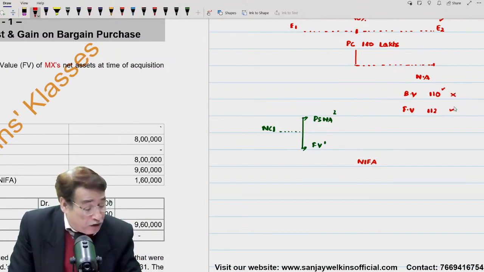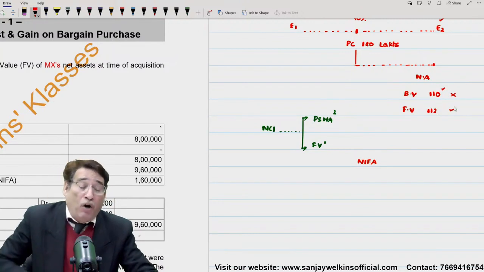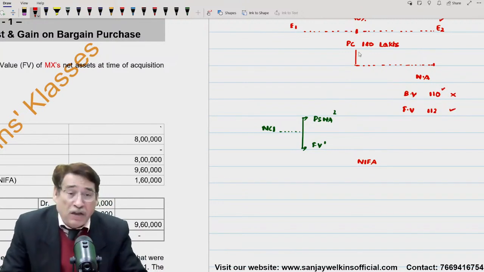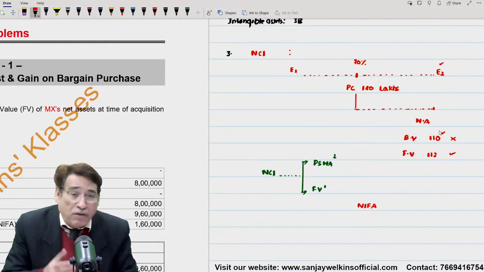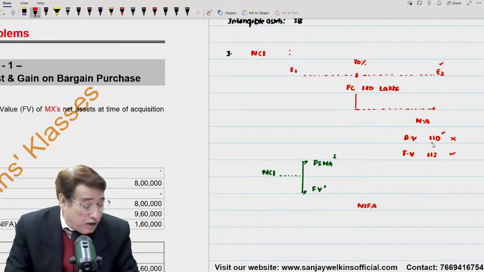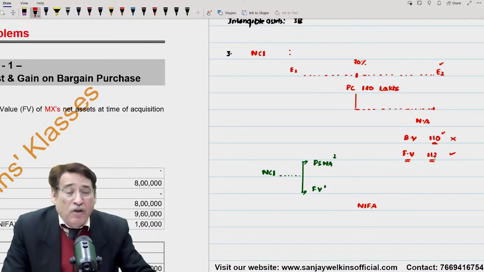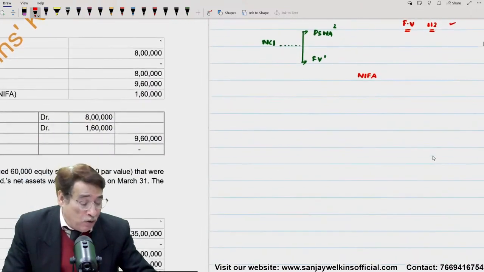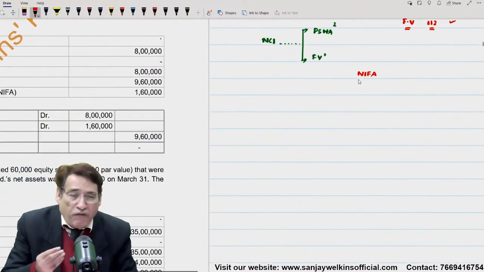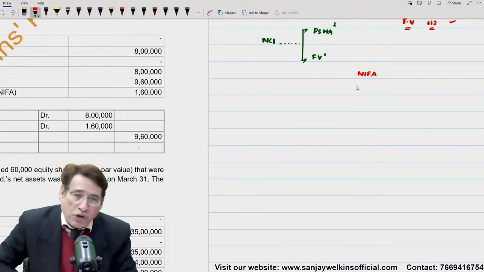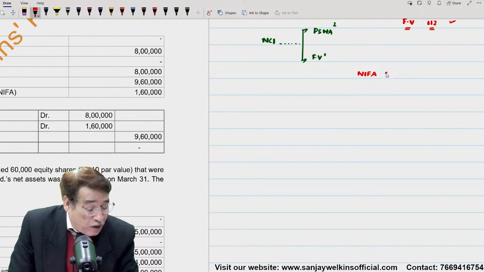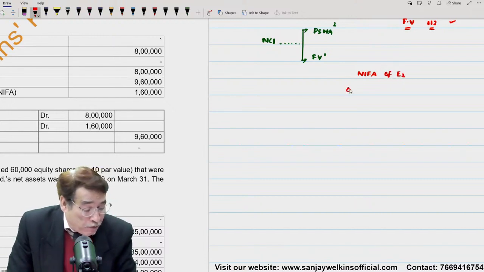We are concerned with the fair value of the net assets on the date of acquisition, because on this date we have got the control. On this date, as I have already told you, net assets of the subsidiary company or acquiree company is 110 and their fair value is 112. So the fair value of net assets is known as NIFA, that is net identifiable assets of the acquiree company, that is E2, on the date of acquisition.